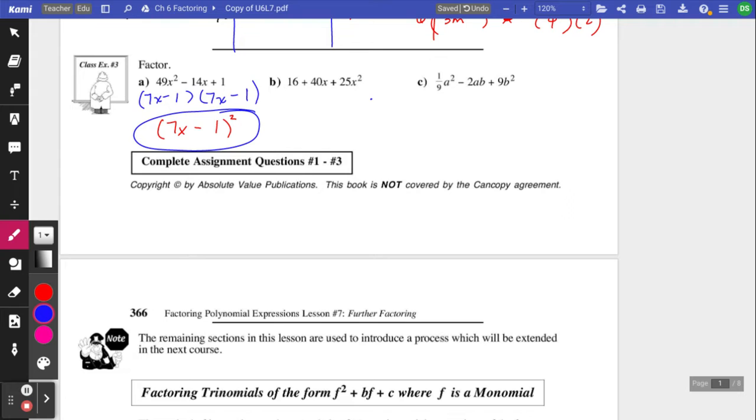Okay, it doesn't like me at all. I'll go back over there. Okay, let's do letter B. Is it a perfectly square trinomial? Have you checked it all out? Have you thought about it? So you have a 4 and a 5x, which is 20.